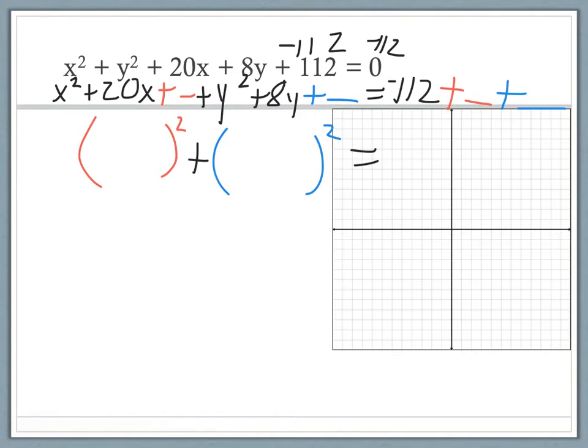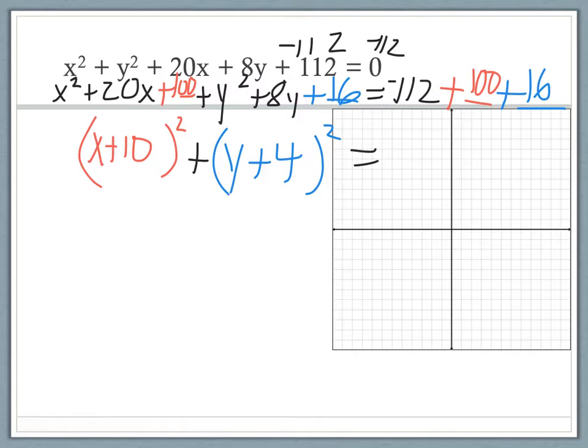So now let's go ahead and complete the square here. Half of 20 is 10, so x plus 10. Square 10 is 100. Now let's do the other side. Half of 8 is 4, so y plus 4. Square it, 16. So if I added 100 to one side, I have to add it to the other. If I added 16 to one side, I have to add it to the other. Now I'm going to clean up this right side. Negative 112 plus 100 is negative 12, plus 16 gives me a positive 4.